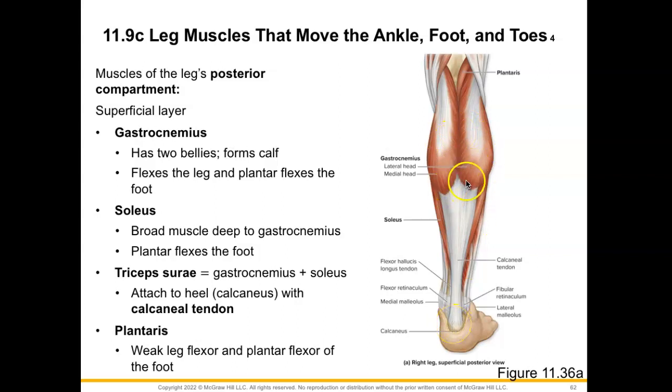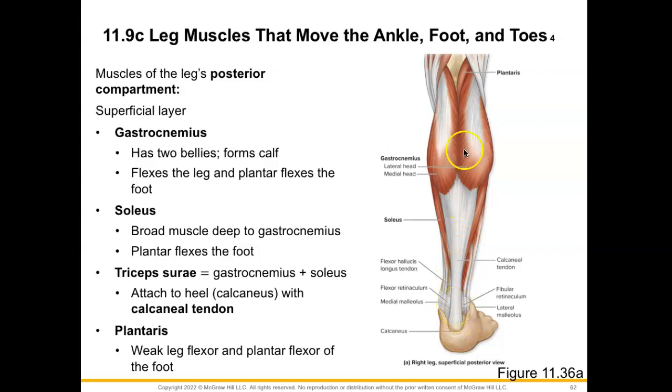Now deep to gastrocnemius, we could see part of soleus over here. This is a broad muscle that is deep to gastrocnemius, and in our lab videos I'll describe how this was named after a sole fish, which is a very flat fish. And this muscle is going to plantar flex the foot as well. Together, gastrocnemius and soleus are known as triceps surae. They are attaching to the calcaneus bone with this calcaneal tendon.